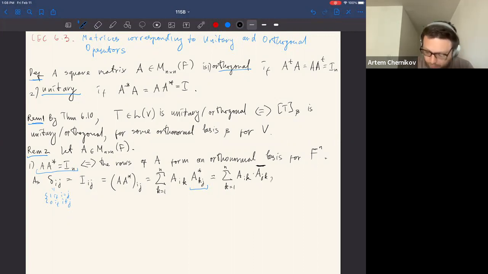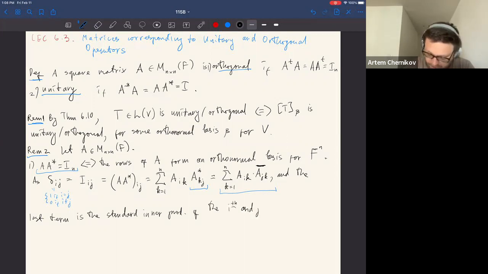Okay, and moreover, this last term here is the standard inner product of the ith and jth rows of the matrix A, right? So we have this observation.